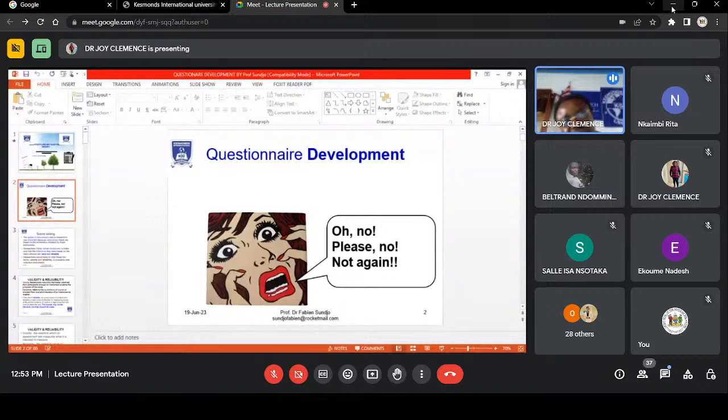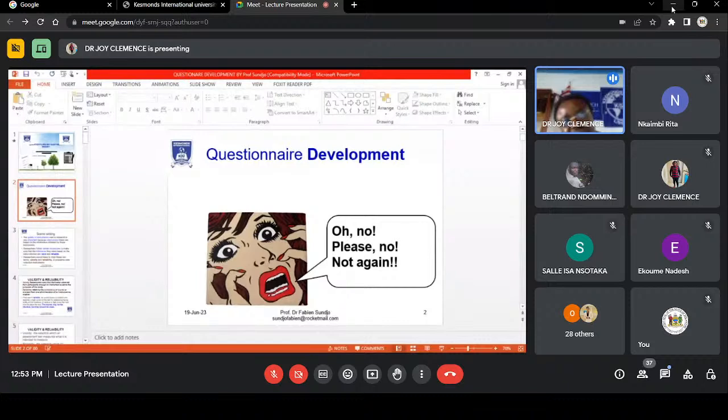That said, I want to set the scene on the importance of questionnaire designing. Remember that the policy and the conclusion that we are going to infer will depend on the quality of the instrument. So if the instrument is poorly designed, the recommendations and the conclusions have no value.